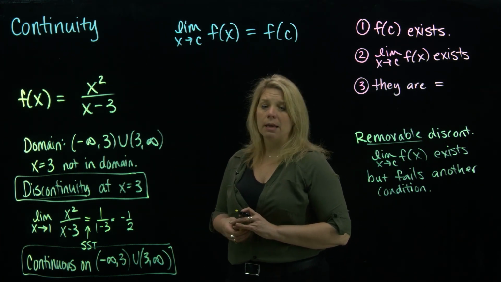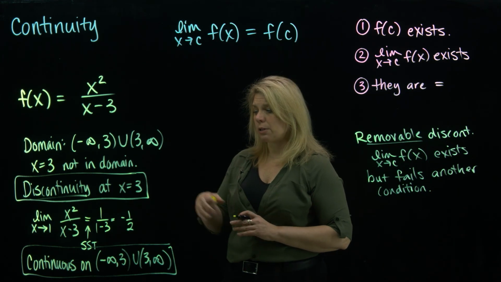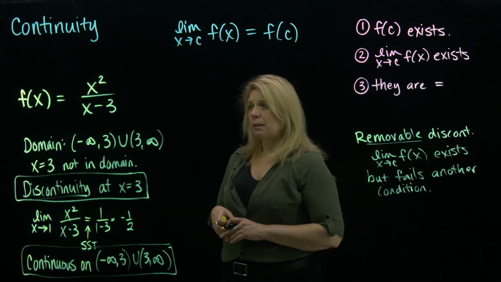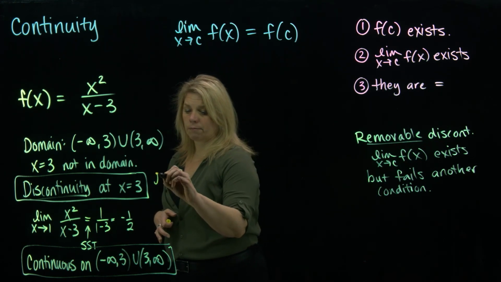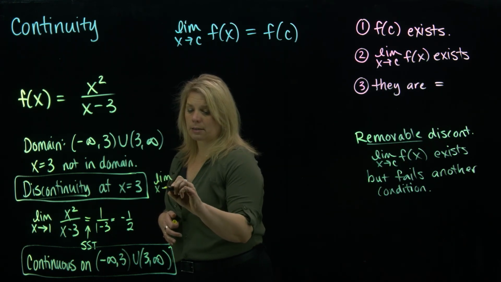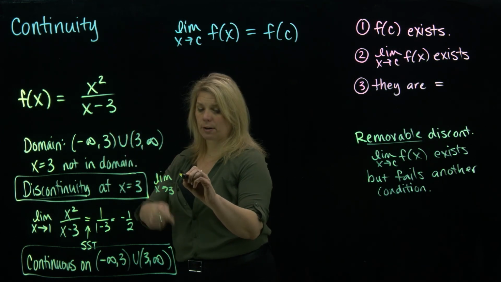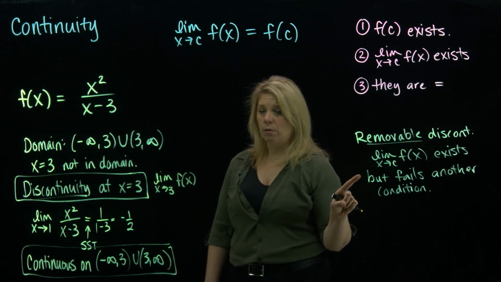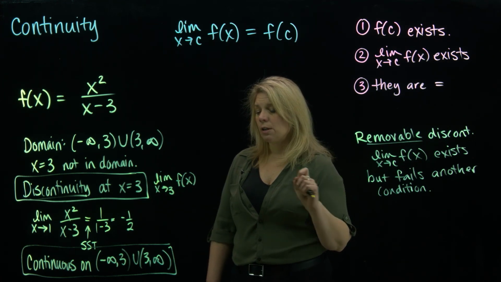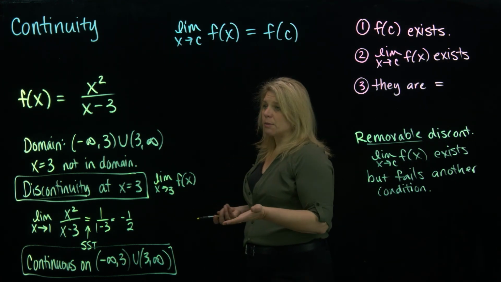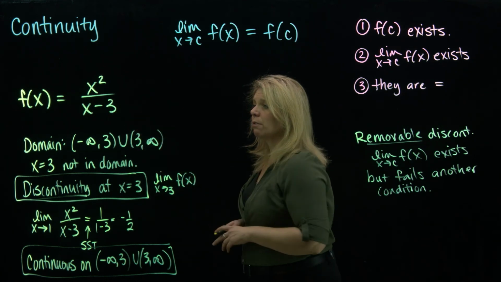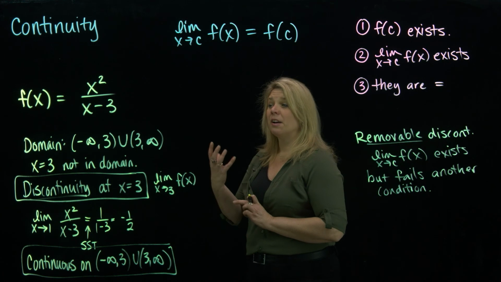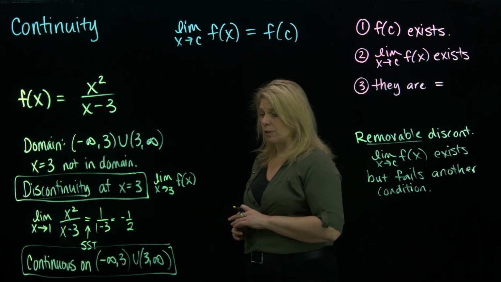The other thing that we might think about is whether this discontinuity is removable or non-removable. So we might think a little bit about the limit as x approaches 3 of this function and think about whether that limit exists or not. So we can't use a substitution shortcut theorem to find the limit as x approaches 3 of that function. I can't substitute in there. There's not a lot of simplifying I can do.